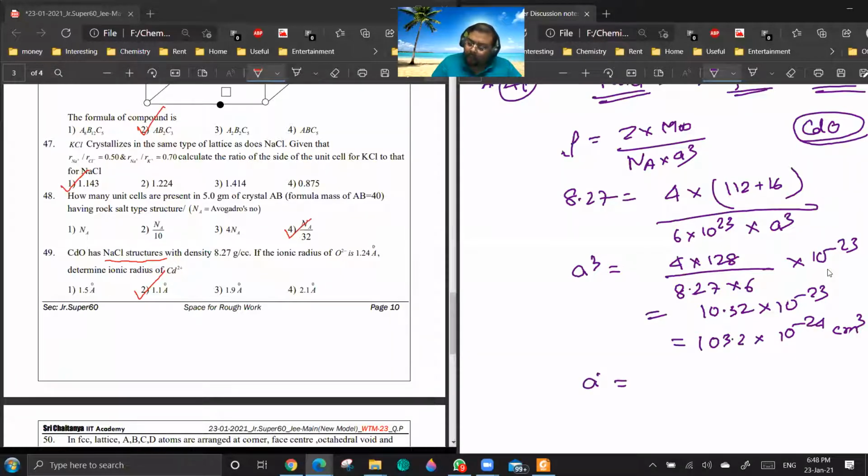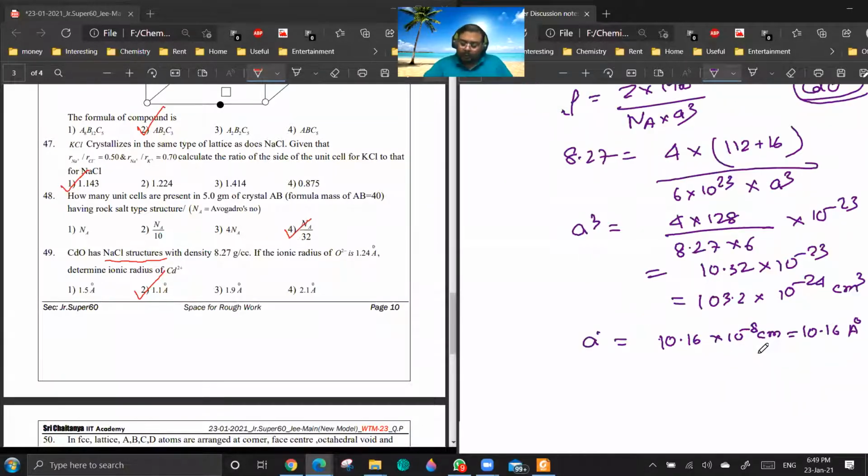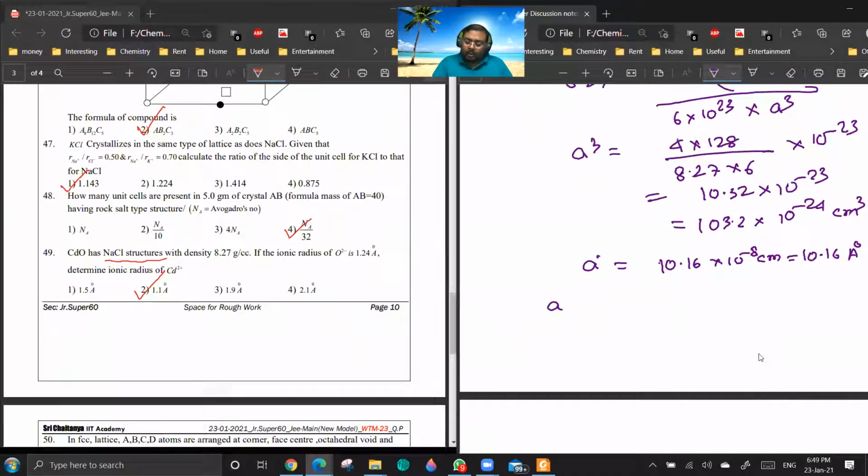Okay, so a value will be how much? Cube root of this value. So shift cube root 103.2. It's like 10.16 into 10 power minus 8 centimeter, or 10.16 angstroms. Okay, now you see, if it is a rock salt structure, then a is what?